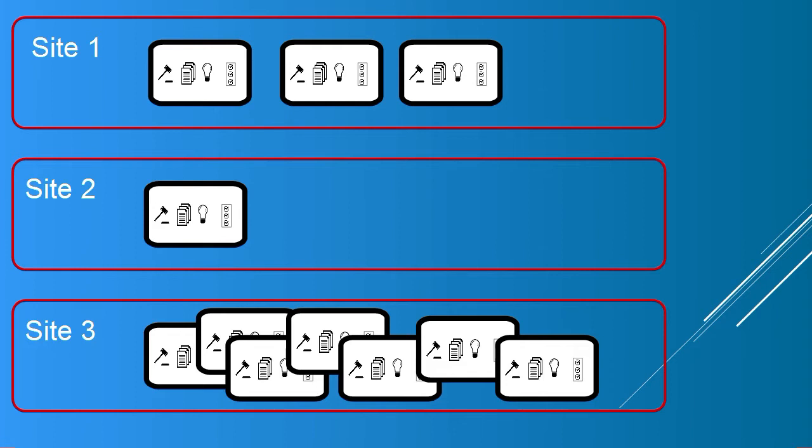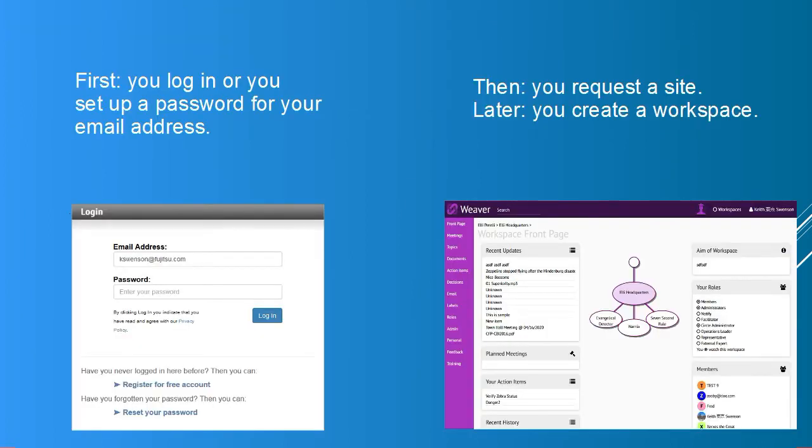So what we're going to focus on today is how to get a site. There's two steps to this. The first is that you have to set up a login. You have to be able to log into it, and if you don't already have a password, you'll need to request a password, get a login to the Weaver site. Then you request a site. After you have received the site, you can then create workspaces as you wish and assign people to them, invite people to them, and all that stuff. So let me show you how that works.